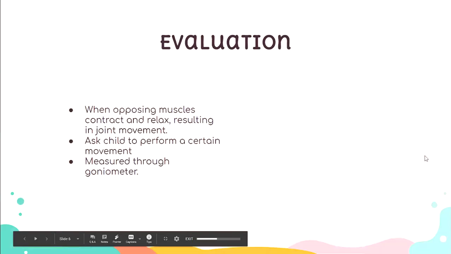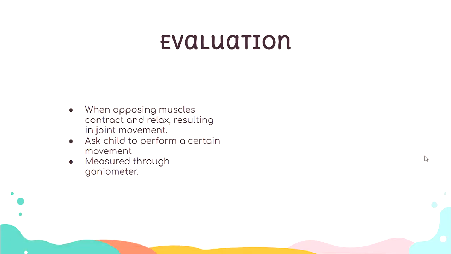So for evaluation, the standardized method for measuring ROM is using a goniometer. Active range of motion is when opposing muscles contract and relax, resulting in joint movement. You ask the child to perform a certain movement. And also for our evaluation, we have functional assessment.